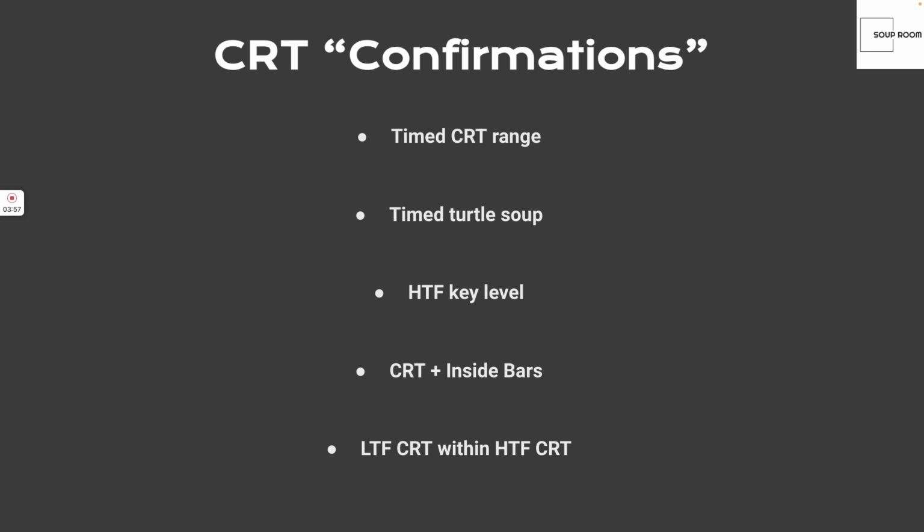So all of these are basically confirmations to be used with CRT in order to decide whether or not your CRT range is high probability or not. Not all of these need to form in one trade setup. Use 3 or 4 and you'll have high probability models.